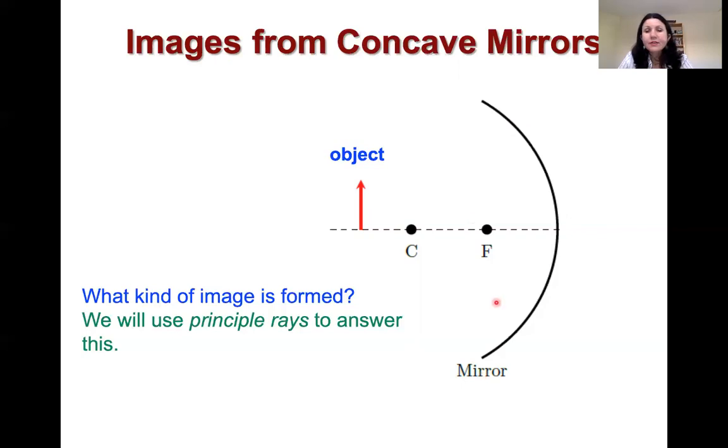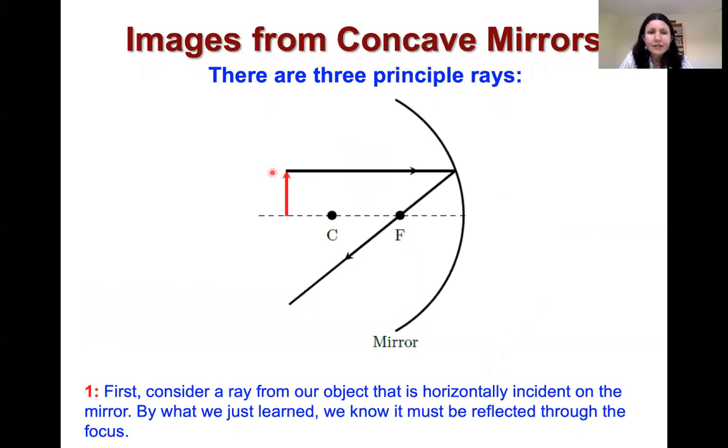But since we already have defined these very special points, they will help make it easier on us. So let's think about a ray first that's gonna come from the tip of this arrow and go parallel. Well, we already know what's gonna happen to that ray. It's gonna go through the focal point. Why? Because that's the exact definition of the focal point. It's where all the rays that are parallel meet.